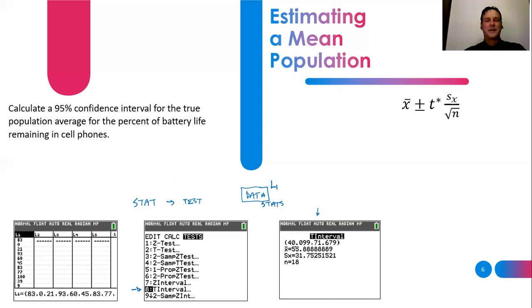Take a look at this answer, 40.099 to 71.679. If you remember from before, we had 40.108 to 71.692. Are these close to what we found by hand? And the answer is yes. Our calculator version is very, very similar to what we had earlier.